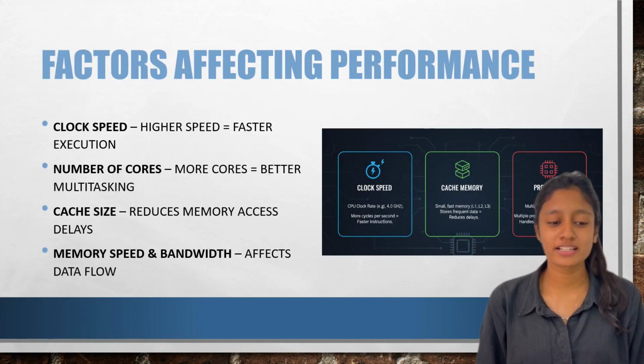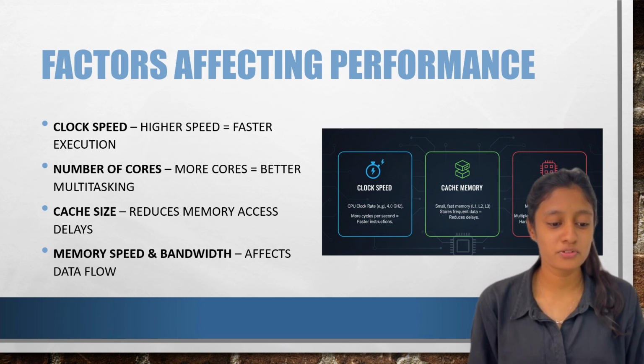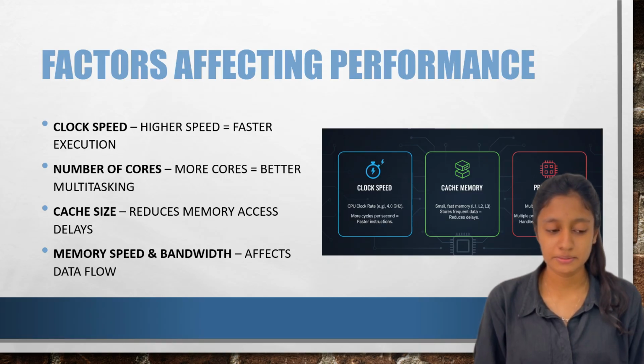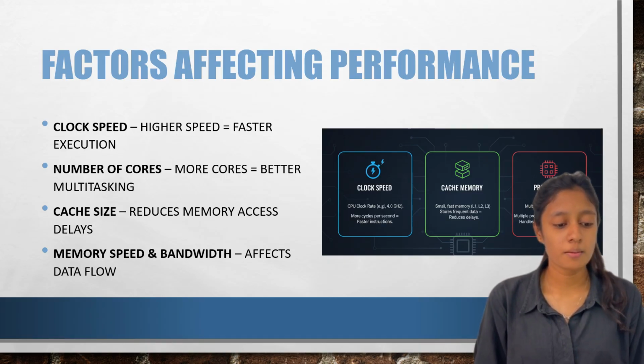Next part is factors affecting performance. Several factors affect the performance of a computer system. First one is clock speed. Higher clock rates mean more instructions can be executed per second. Second one is the number of cores. More cores allow better multitasking and parallel processing.